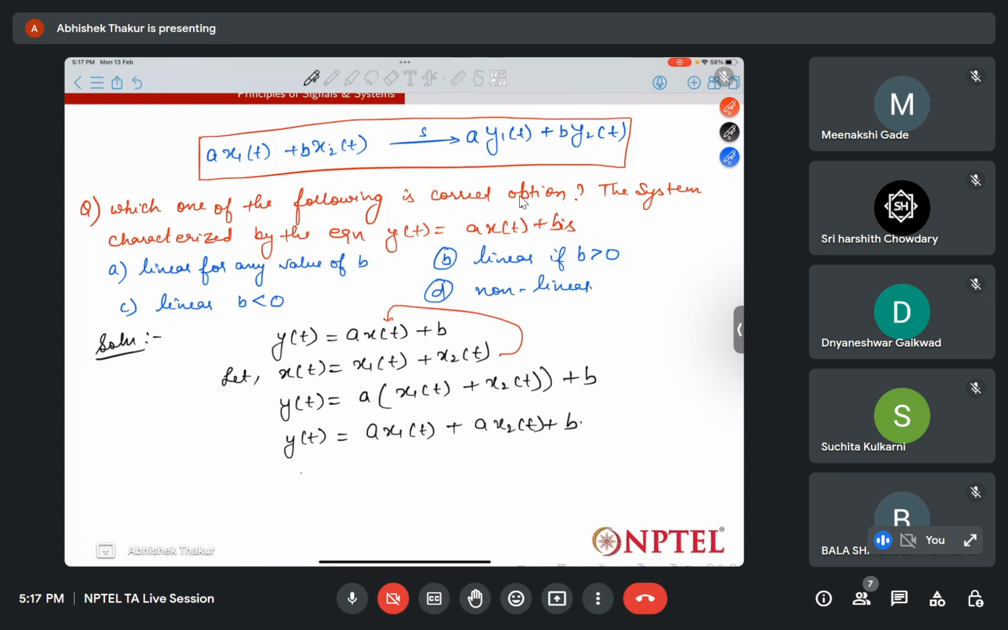Therefore, it is not equal to y1(t) plus y2(t). Why? Because y1(t) will be a x1(t) plus b and y2(t) will be a x2(t) plus b. That is equal to a x1(t) plus a x2(t) plus 2b. Therefore, this is not linear. Hence, option D is the correct option. Understood? Any doubt in this? If you have any doubt, then you can ask. Hence, the system is non-linear.